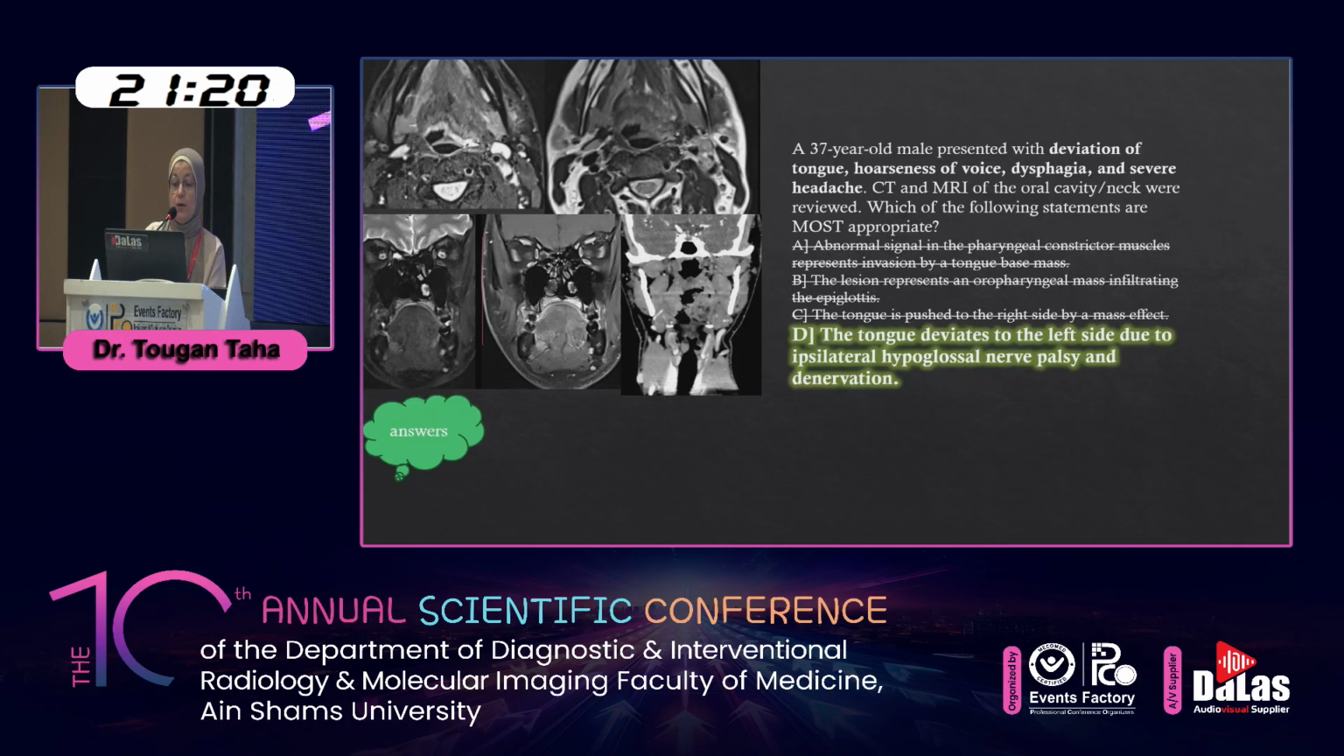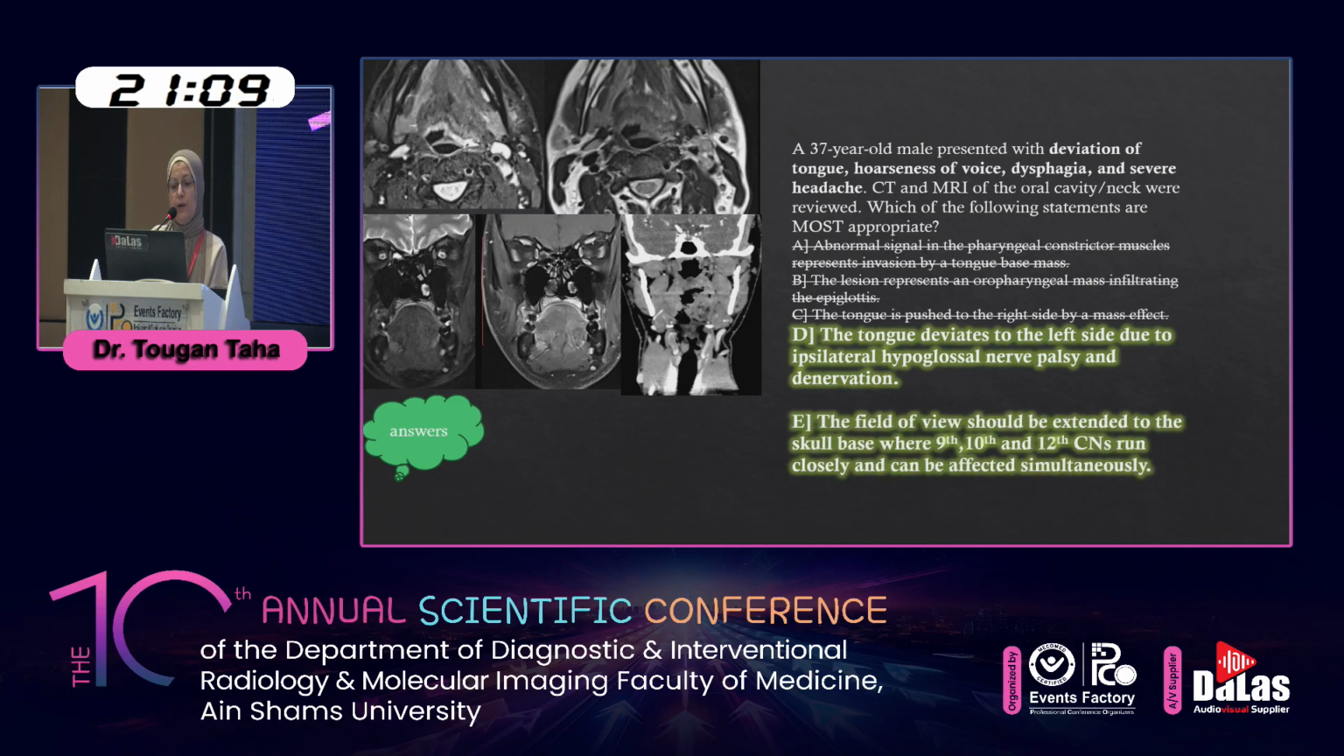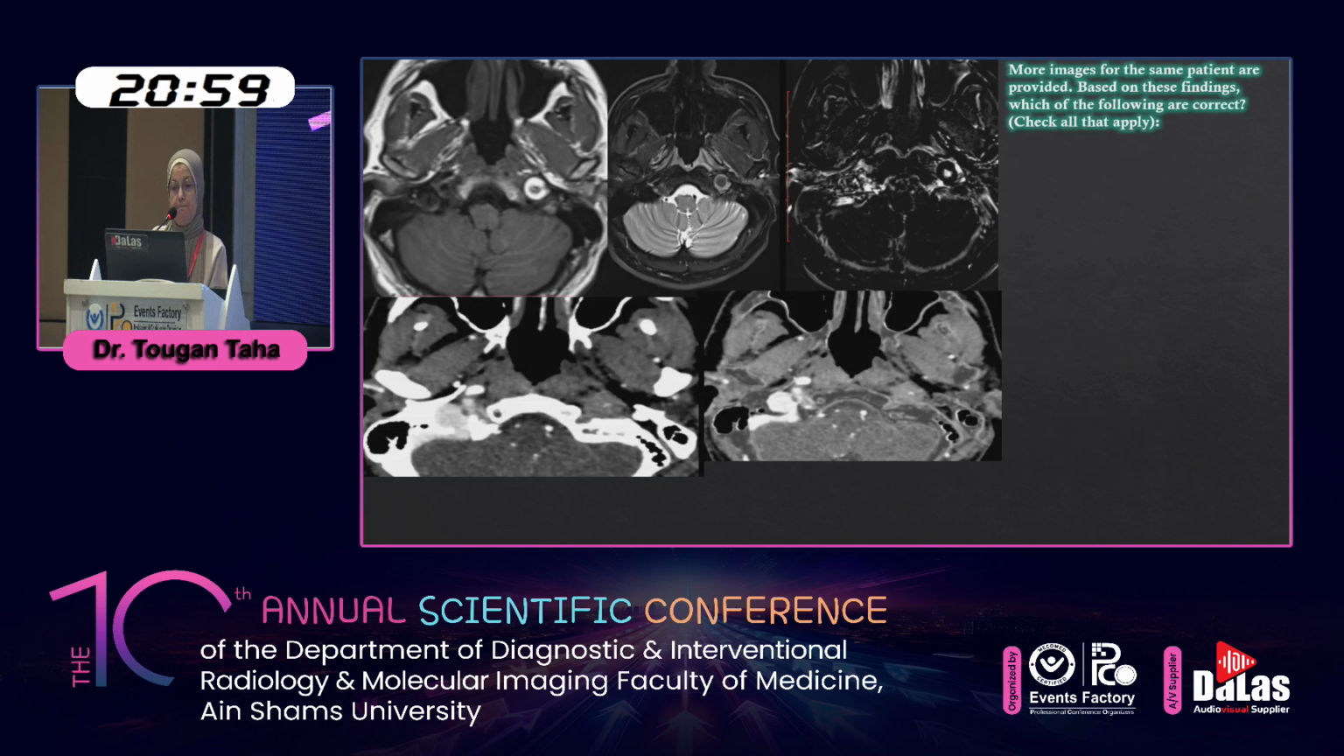So, back to our choices. The correct answers are: the tongue deviates to the left side due to ipsilateral hypoglossal nerve palsy and the denervation, and the field of view should be extended to the skull base, where the 9th, 10th, and 12th cranial nerves run closely and can be affected simultaneously.